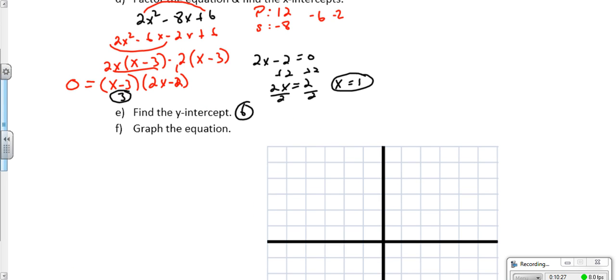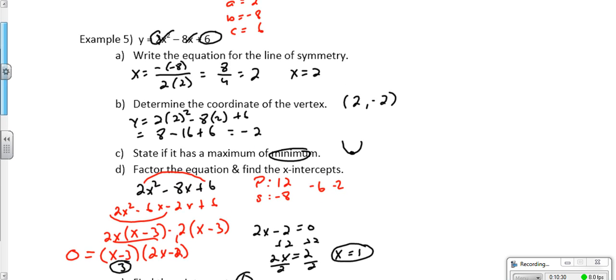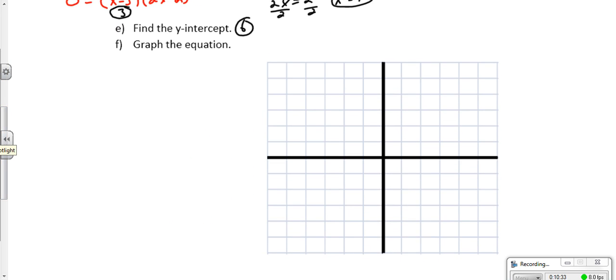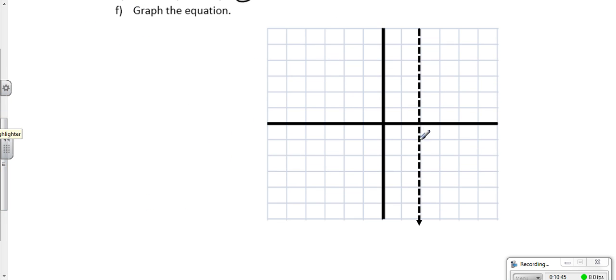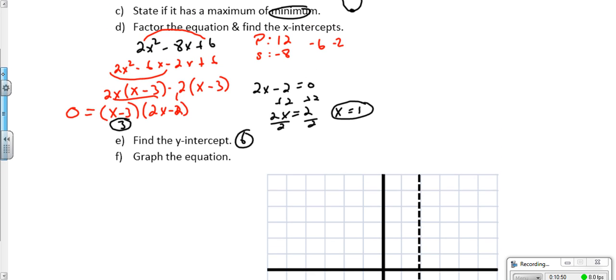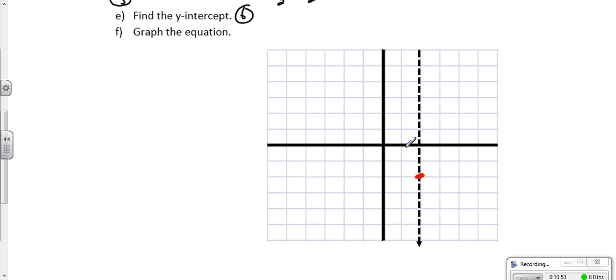So let's graph everything we know. Our line of symmetry is x equals 2. I think our scale's fine on this one. Alright. Our next piece was the vertex, which is 2, negative 2. Our intercepts are 1 and 3. And these should mirror each other on the line of symmetry, and they do. Our y-intercept is 6. And that can mirror also.